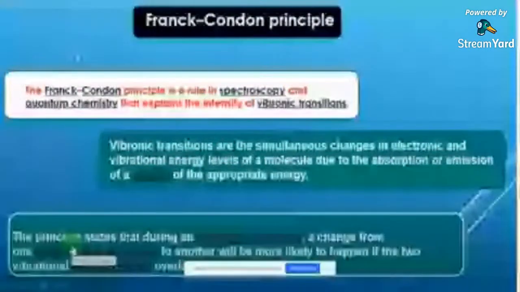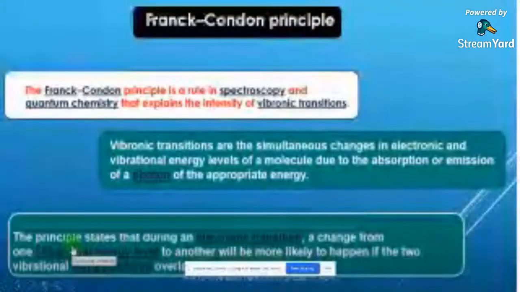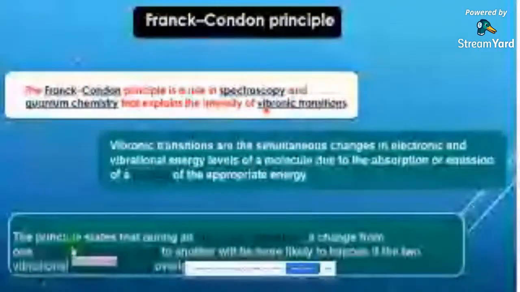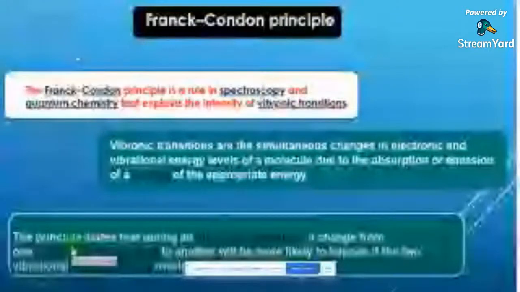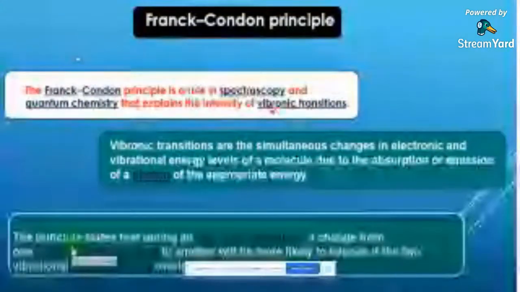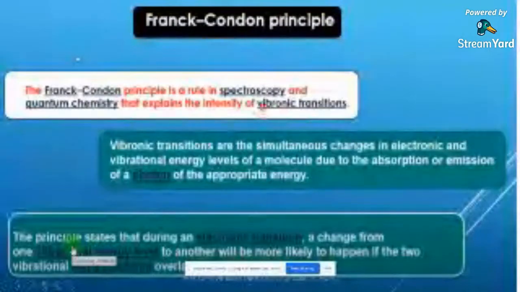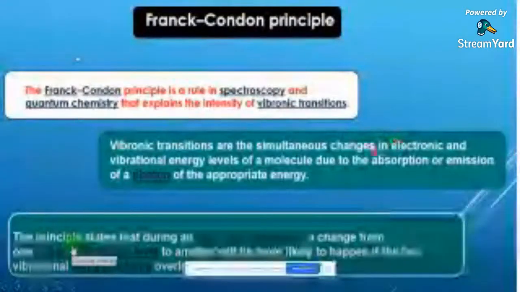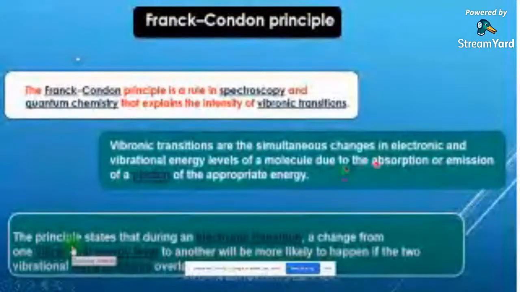Now, the next concept you should be having is the Franck-Condon principle. It is a rule in spectroscopy. The Franck-Condon principle is just a rule in spectroscopy and quantum chemistry that explains the intensity of vibronic transitions. Vibronic means the vibrational transition associated with the electronic transitions. So how those vibronic transitions occur and their intensity can be explained with the help of the Franck-Condon principle. Vibronic transitions are the simultaneous changes in electronic and vibrational energy levels of a molecule due to absorption or emission of a photon of the appropriate energy.